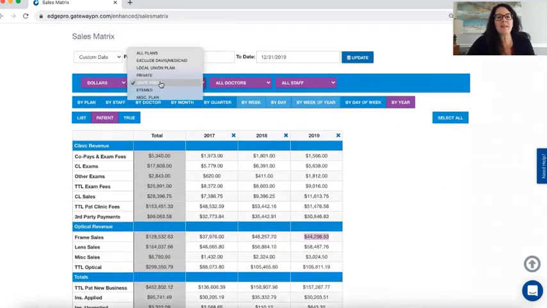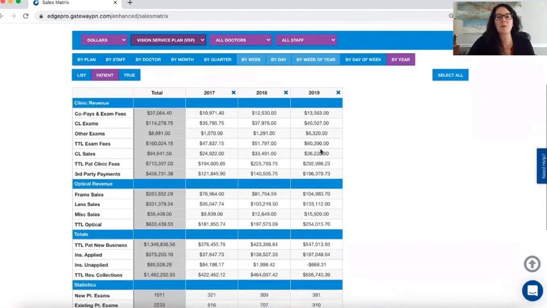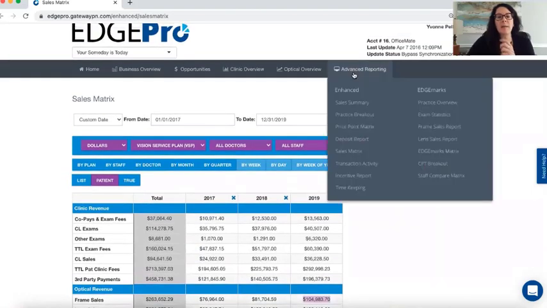So you can filter by a specific plan. You can see exactly what's happening with each of these plans as it relates to revenue year over year. We can see with VSP in 2017, we were about $77,000. We jumped up to $81,000 in 2018, and take a look, in 2019, we had significant growth with VSP and our frame sales. So this allows you to see those trends over time and look for those missed opportunities.